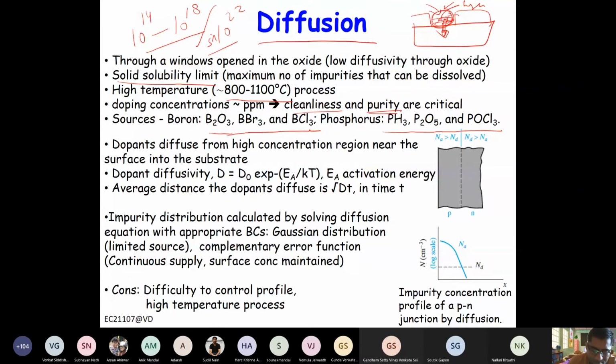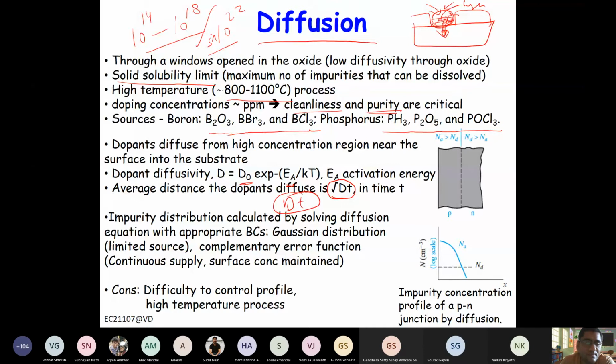And this dopant diffusivity is expressed by the Arrhenius equation, where EA is the activation energy and D naught is the coefficient of the diffusivity. If you apply this for a certain time t, the average distance these dopants will diffuse is root Dt. It's very similar to carrier diffusion; diffusion length is root Dt. And Dt is also called the thermal budget. D is basically controlled by the temperature. At higher temperature, diffusivity will be more.